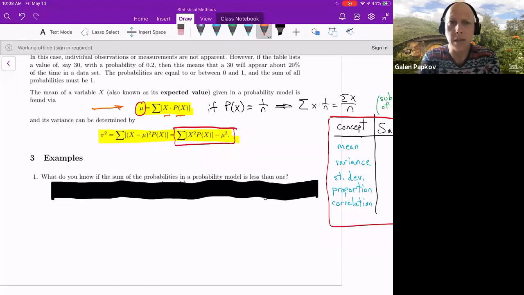Now, for the special case where each observation is equally likely, meaning that the probability of each observation occurring is 1 over n, if you have n possibilities, that is going to simplify to just what you know is the average. And so that's why mean is a more general term. Average is a very specific type of mean.